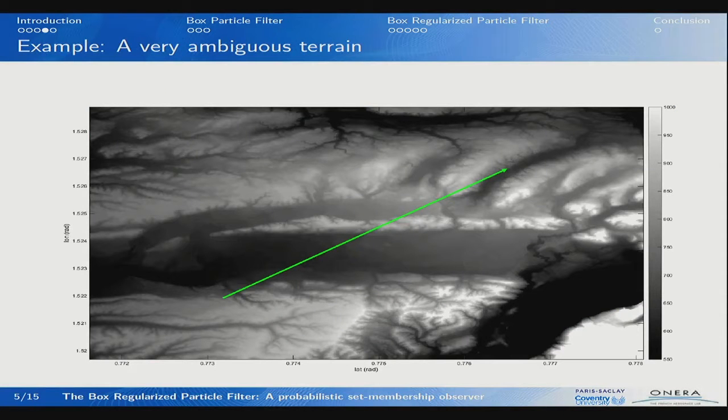However, in practice, here is a very ambiguous terrain. It is a real mountainous terrain in the Alps, viewed from the top. We have a canyon. It is quite ambiguous because it's quite flat. And we have ambiguous mountains and valleys. The green line is the trajectory we want to follow, the real trajectory that we want to estimate. And we start with a given uncertainty area.